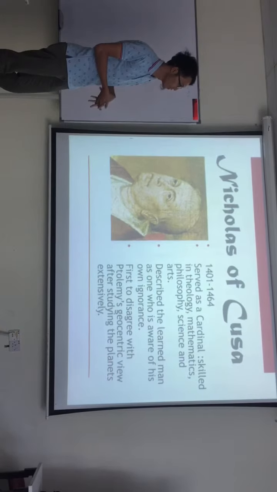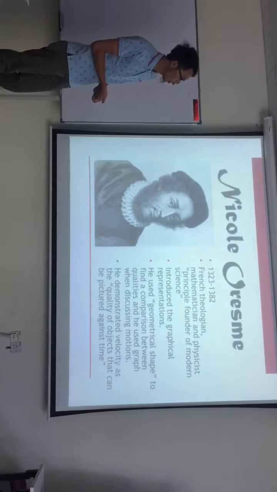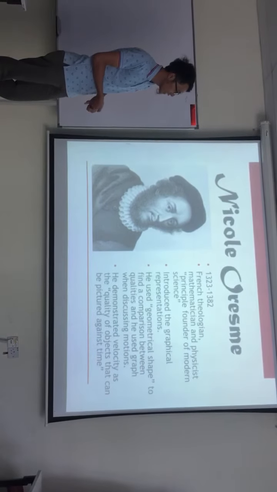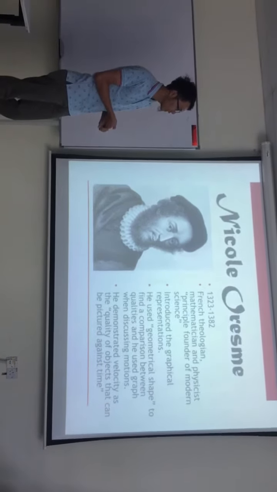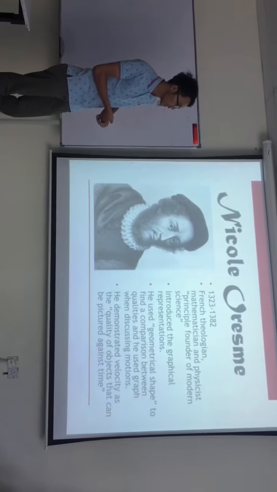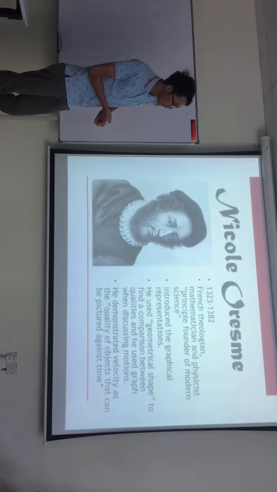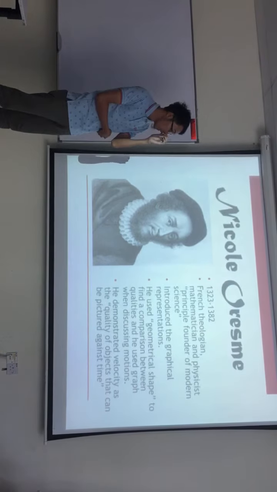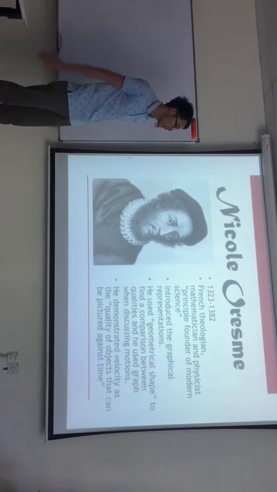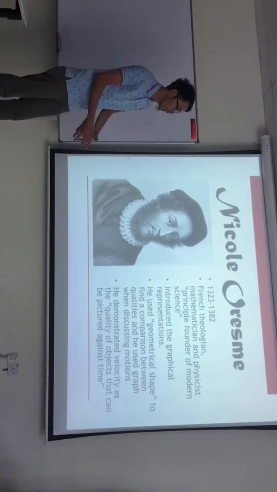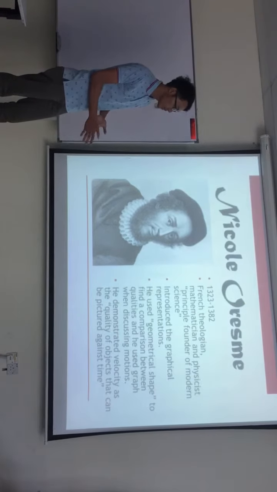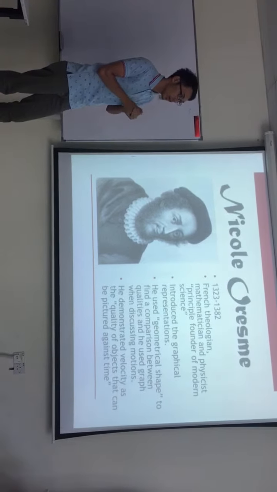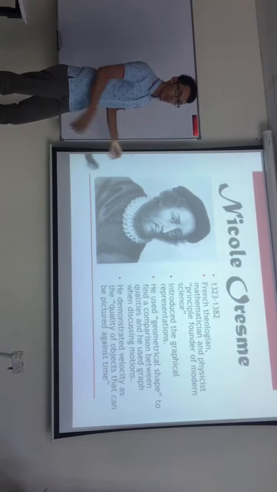Okay, next. This one is Nicolas Ors. From 1323 to 1382, he was a French theologian, mathematician, and physicist, famously called the principal founder of modern science. He introduced the graphical representation, and he used geometrical shapes to find a comparison between qualities, and he used graphs when discussing motions. He demonstrated velocity as the quality of the objects that can be pictured against time, which is distance over time that we use nowadays.